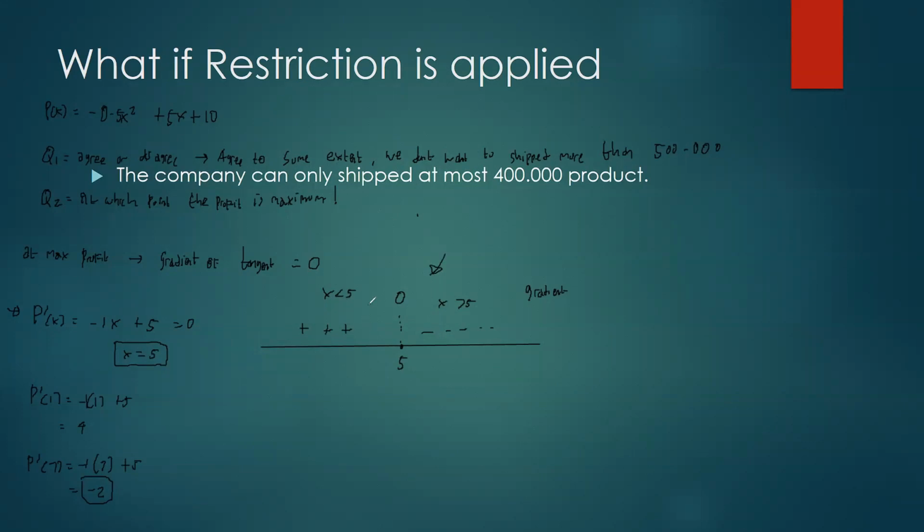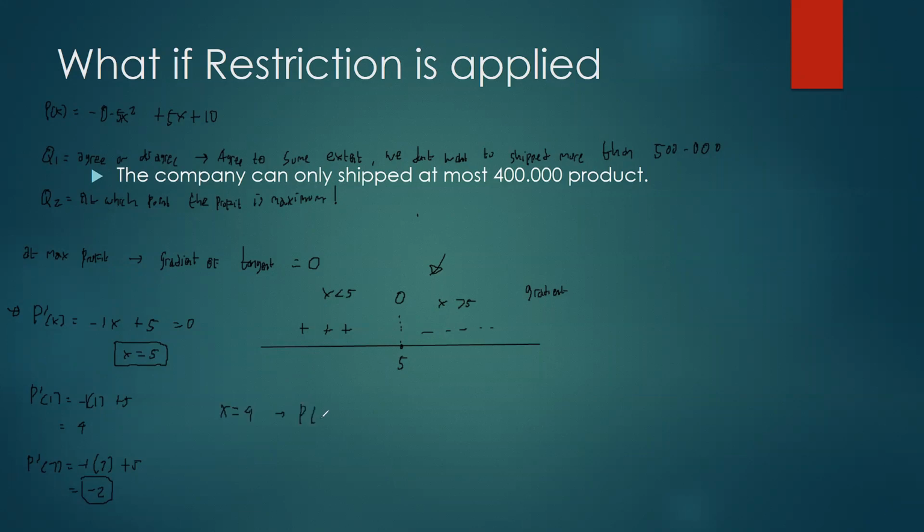What does that mean? It means that as long as this company can ship less than 500,000, we can ship as many as the company is capable of to get the maximum profit. So in that case, if we want to find the maximum profit in here, we just try to put x equals 4 in the original equation.